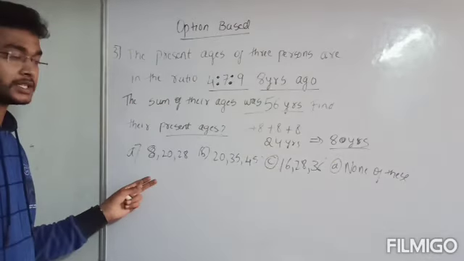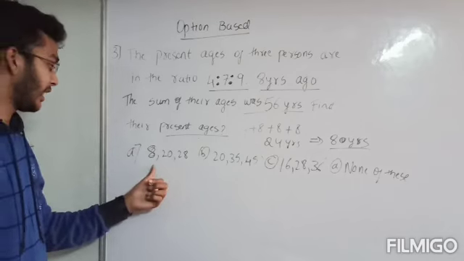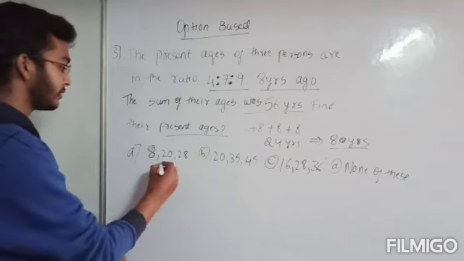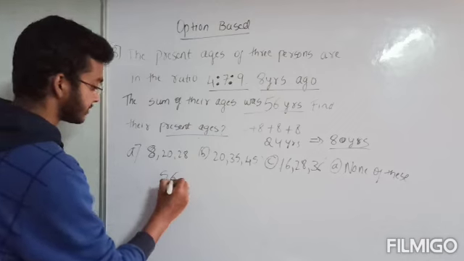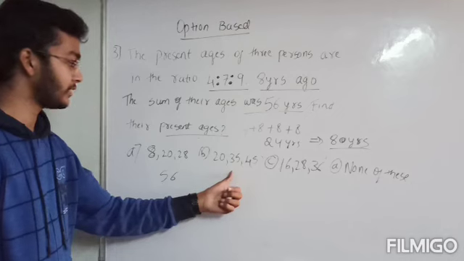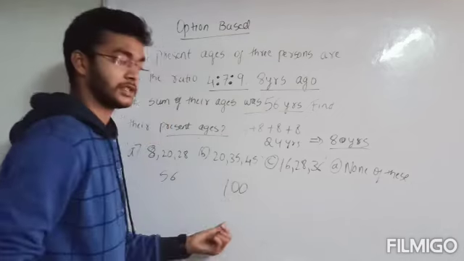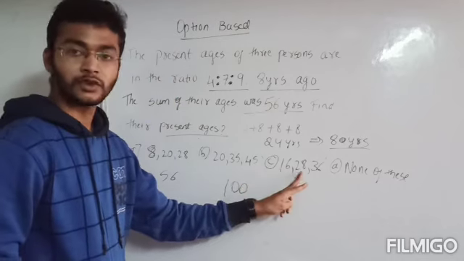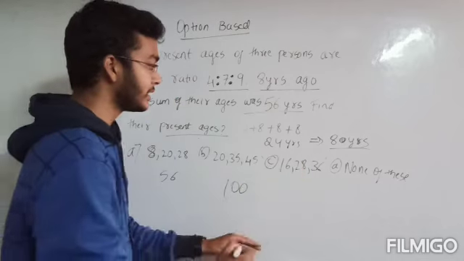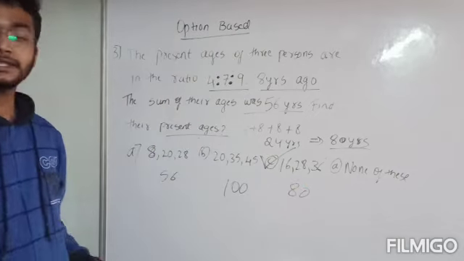So verifying with the options, we can easily find this out. By adding these three ages, 8 plus 20 is 28, 28 plus 28 would be 56. So this is not a correct option. 20 plus 35 is 55, 55 plus 45 will be 100. This also is not the correct option. So 16 plus 28 is 44, 44 plus 36 will be 80 years. So the answer for this question will be option C.